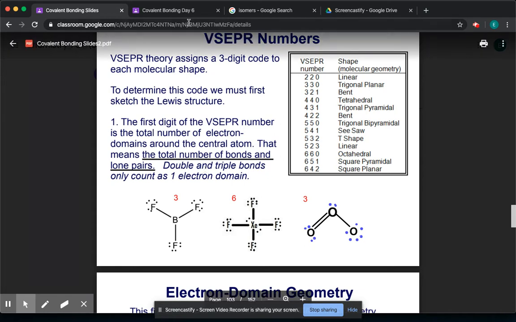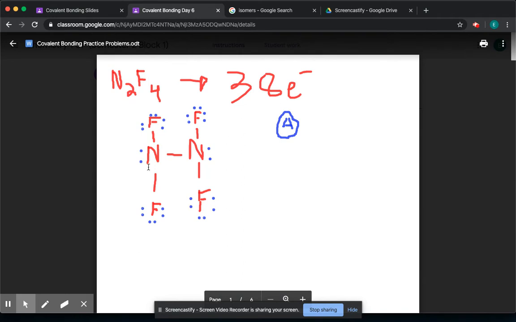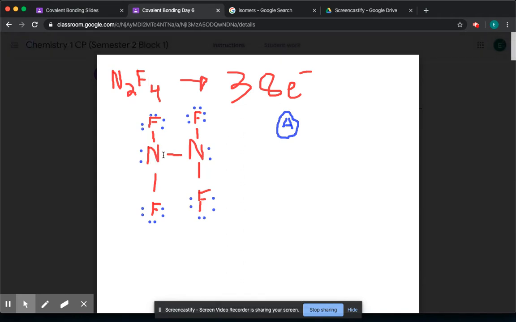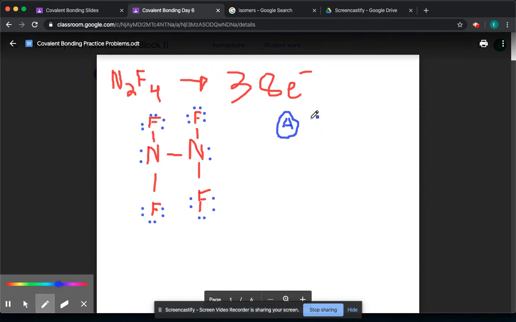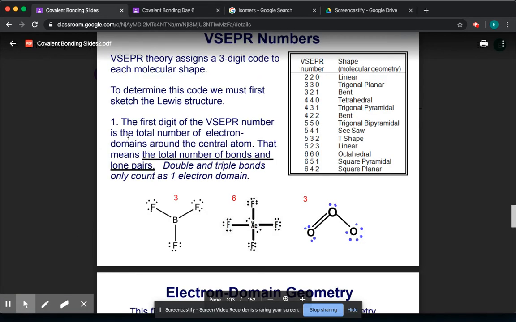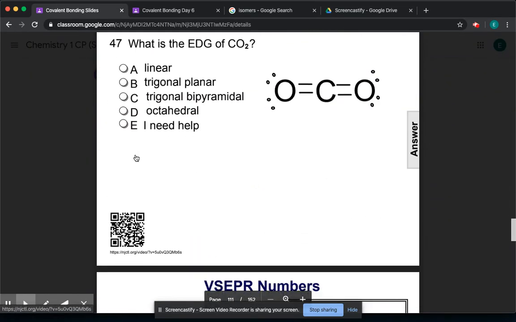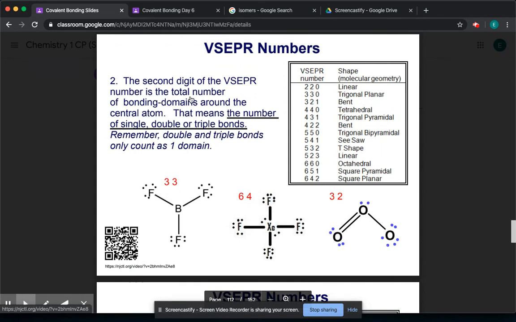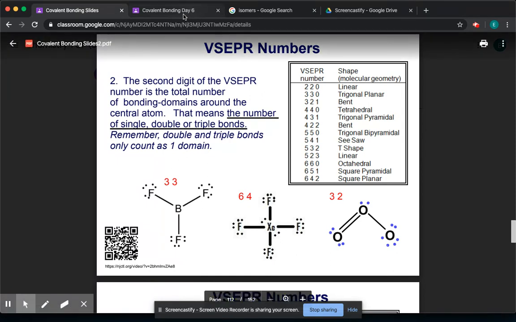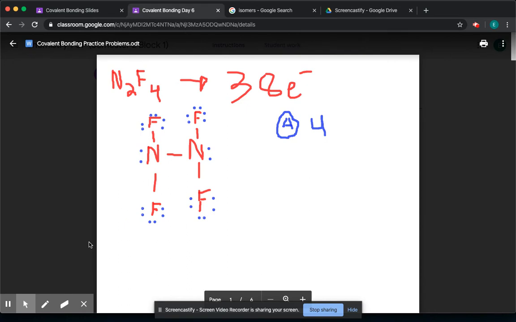In this case, we're looking at nitrogen. If we look at nitrogen, either one, it'll be the same for either of them. We have 1, 2, 3 bonds and 1 lone pair. So that first number is going to be 4. The second number is just the total number of bonds. First number is both bonds and lone pairs. The second number is just bonds. So if we're looking at just bonds, it would be 3.